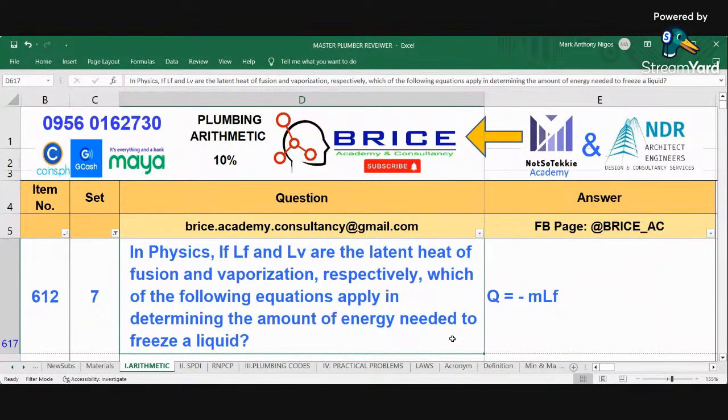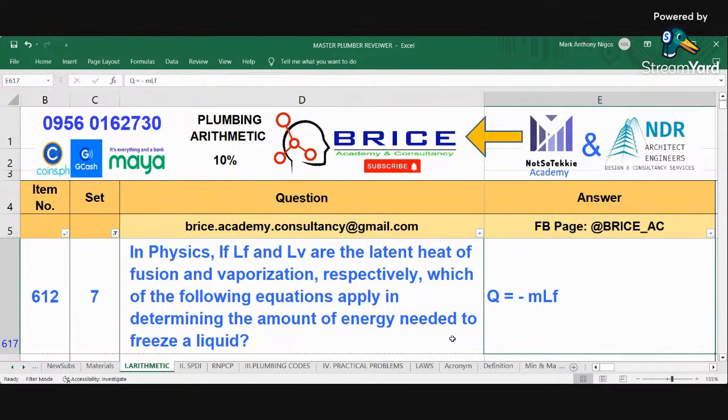In physics, if LF and LV are the latent heat of fusion and evaporation respectively, which of the following equations applies in determining the amount of energy needed to freeze a liquid? The answer is Q equals negative m times LF.